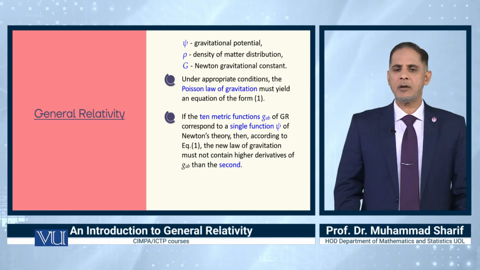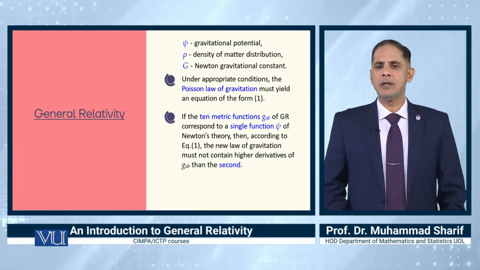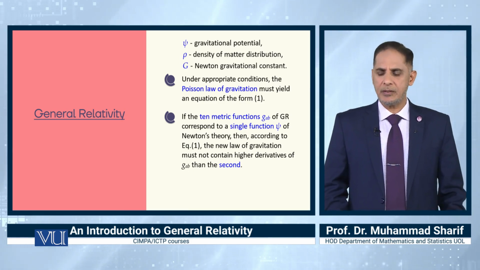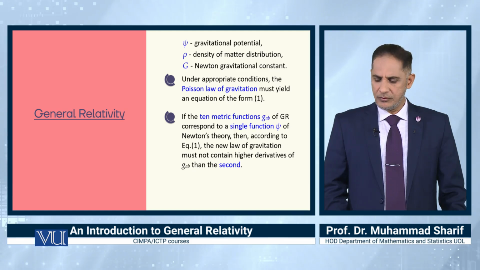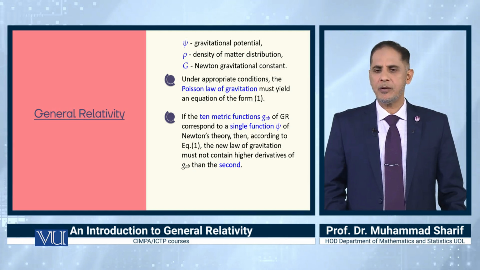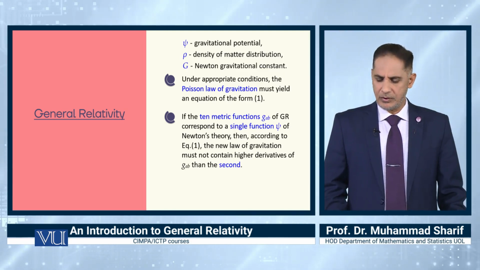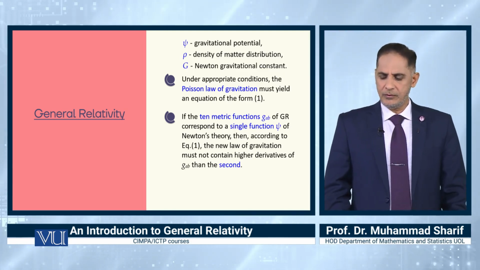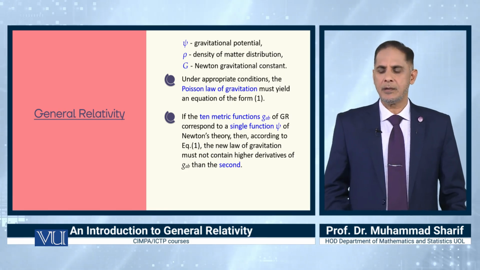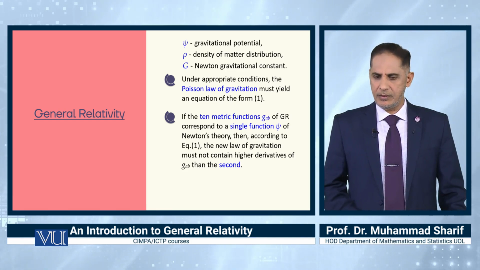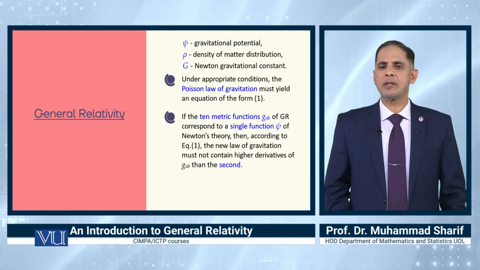Now, how can we make correspondence? We know that in the general theory of relativity, metric tensor is the basic ingredient. This has 10 metric component functions that correspond to a single scalar function psi of Newton theory. So, it means the new law must not contain higher derivatives of the metric tensor than the second, because we have the Poisson equation in the second order.